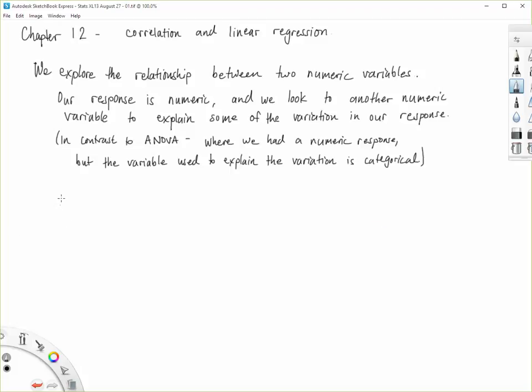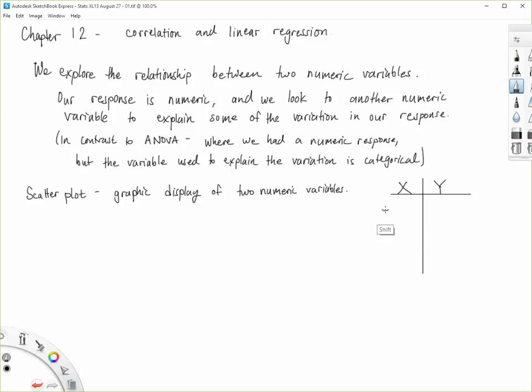So we can start off with the most basic tool to explore the relationship between two numeric variables, which is the scatter plot, a graphic display. And all we do is we take our two variables, and we might call them x and y, and we just plot them against each other. Okay, so this is a very silly example, but it works well enough.